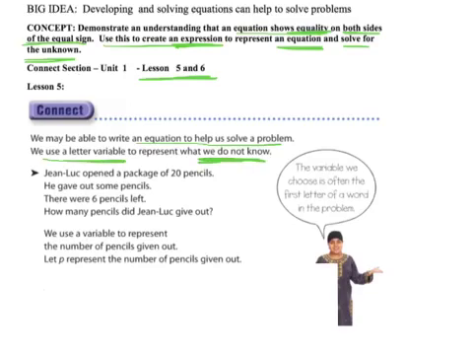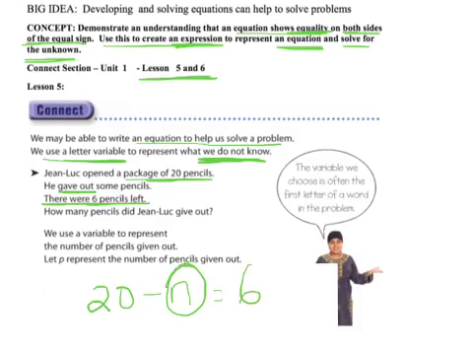So Luke opened 20 packages of pencils, so that's our total. He gave out some of his pencils, so gave out, meaning given away, so minus something, because we don't know how many pencils he gave out. That's where our letter will be. And there were 6 left, so that's our final. So equal sign 6.